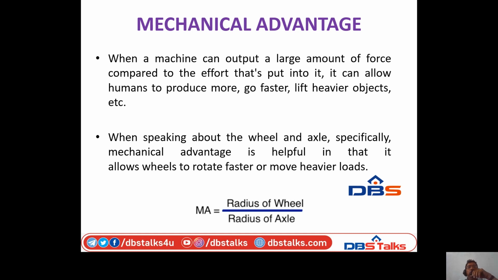When a machine can output a large amount of force compared to the effort that is put into it, it can allow humans to produce more, go faster, lift heavier objects, etc. When speaking about the wheel and axle, mechanical advantage is helpful in that it allows wheels to rotate faster or move heavier loads. Mechanical advantage is expressed as an equation equal to the radius of the wheel to the radius of the axle.